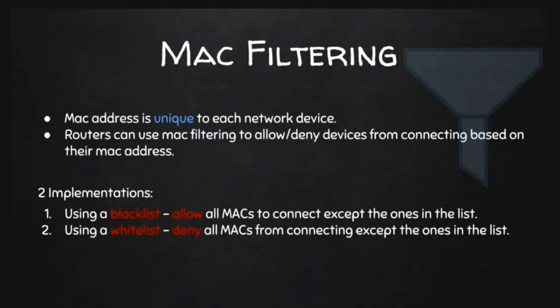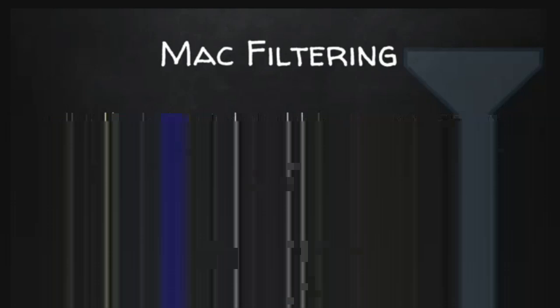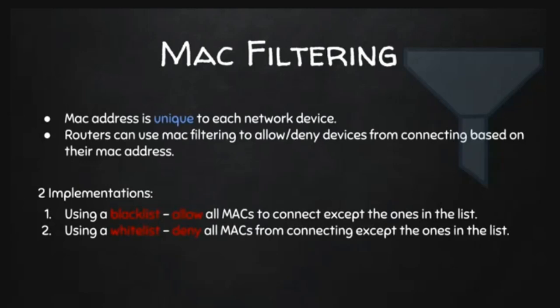The first method is using a blacklist. So the network will prevent any device that's listed in that blacklist from connecting to the network, but allow everybody else to connect to it. This can be easily bypassed by changing your MAC address to a random MAC address, and then you'll be able to connect to the network.